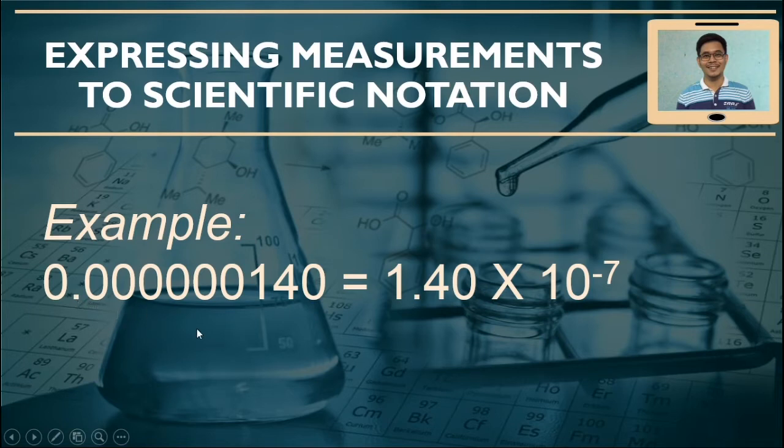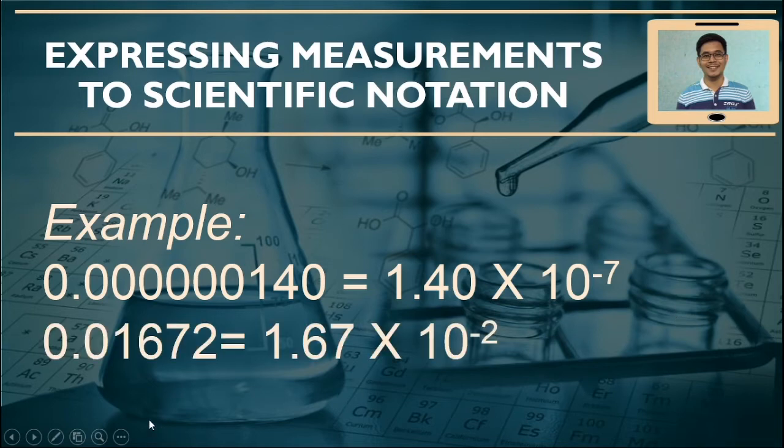Dahil kinana natin siya, magiging negative yung ating exponent na nandito dahil yan ay 7 beses nating minove papuntang kanan, so naging 7 siya, at dahil nga papuntang kanan, so negative 7. And our answer is 1.40 times 10 raised to negative 7.